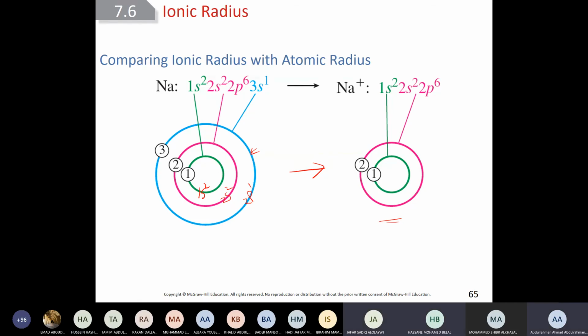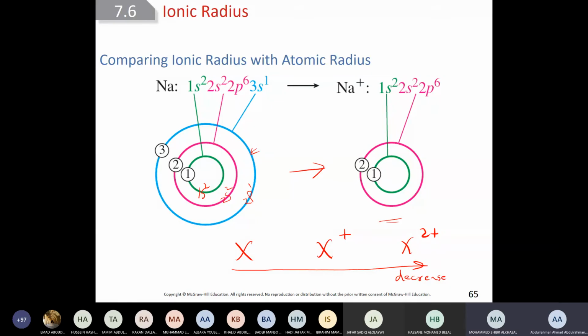So what happened to the size? Decrease. It becomes smaller. Which is bigger, X or X plus? X. Bigger in size, X plus or X2 plus? X plus. Always, as you go across, the size decreases.